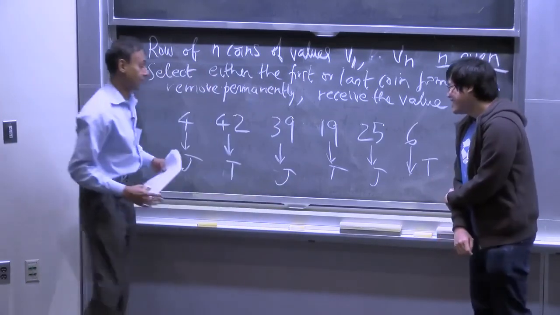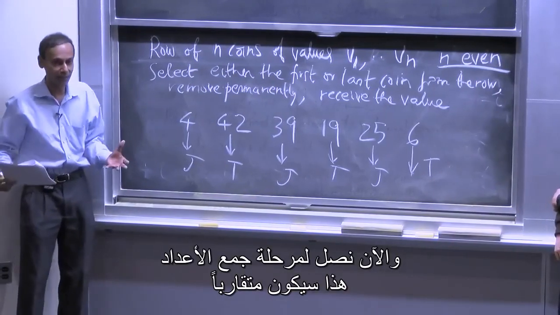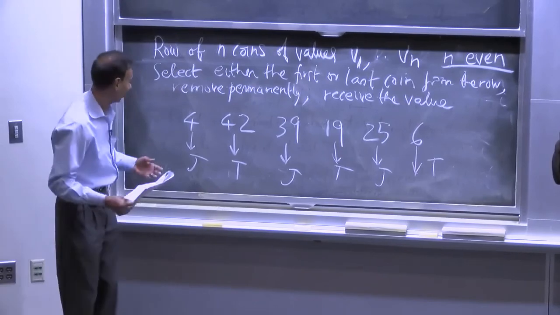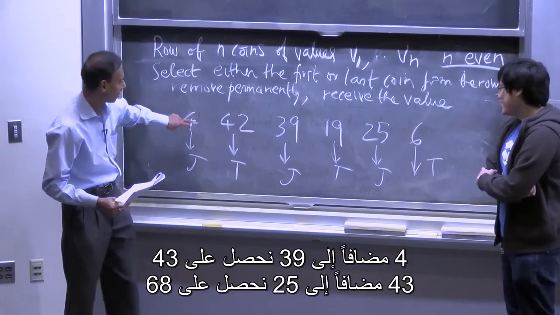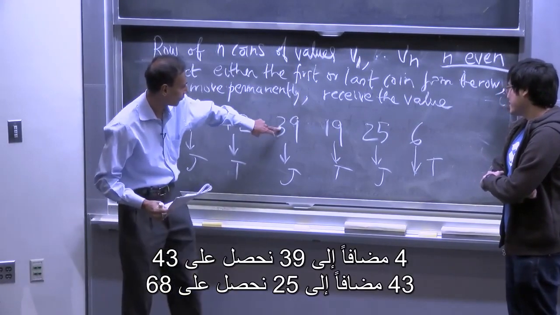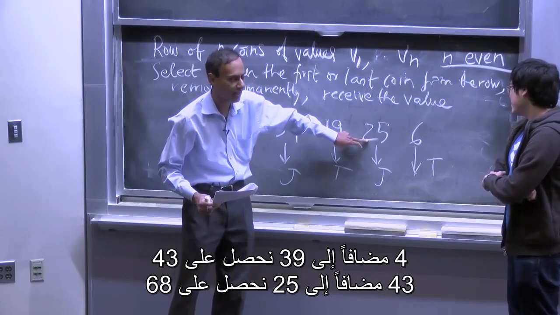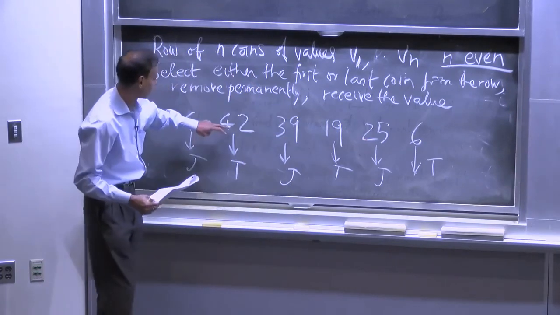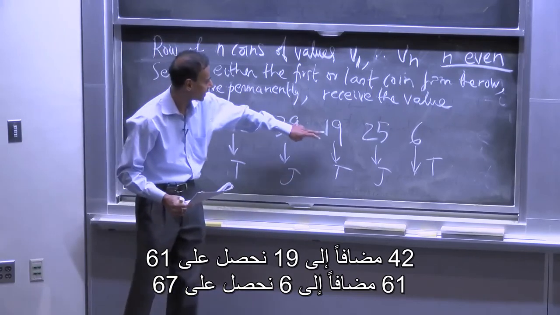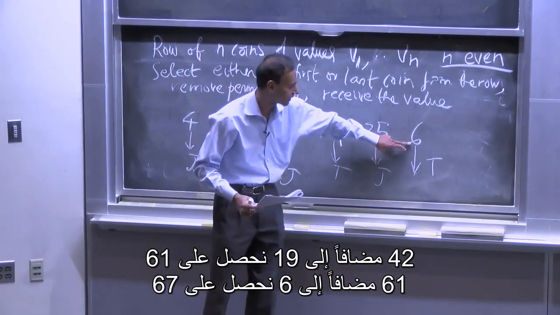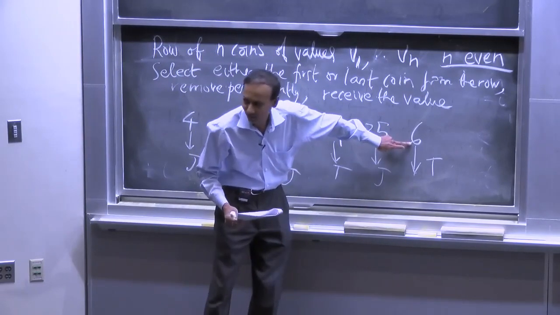All right, now we get to add up the numbers. This is going to be tight. 4 plus 39 is 43. 43 plus 25 is 68. 42 plus 19 is 61. 61 plus 6 is 67.